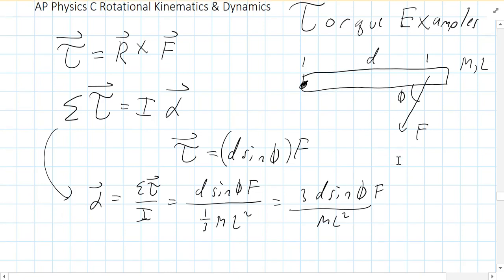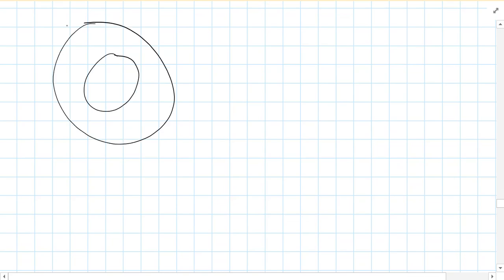So there's one example. Another example is, let's say I have a wheel that has a rim on it like so. And let's say I'm pulling on the wheel with two forces. We'll call this F1 that way. And let's say there's a string wrapped around this rim and there's an F2 going that way. And I give you the following data.